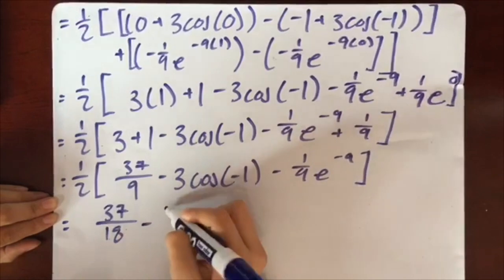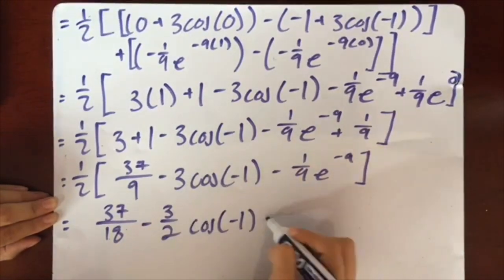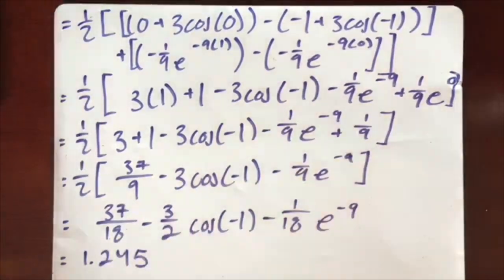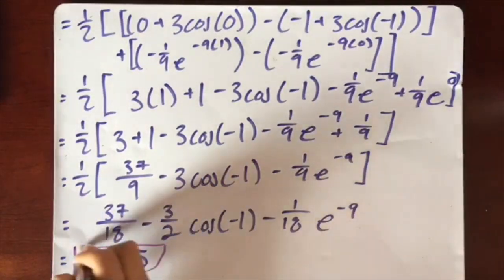After simplifying, the average value will equal 37 over 18 minus 3/2 times the cosine of -1 minus 1/18 times e to the negative 9 power, or 1.245.